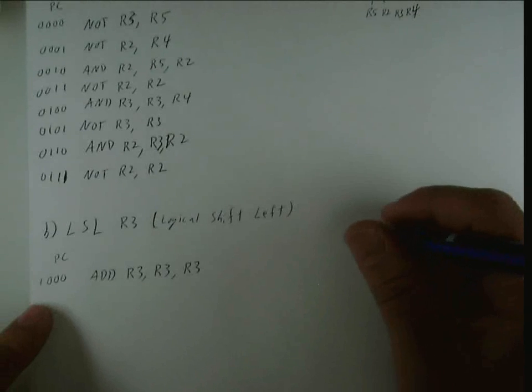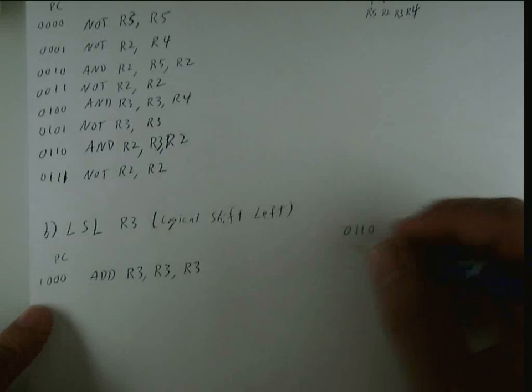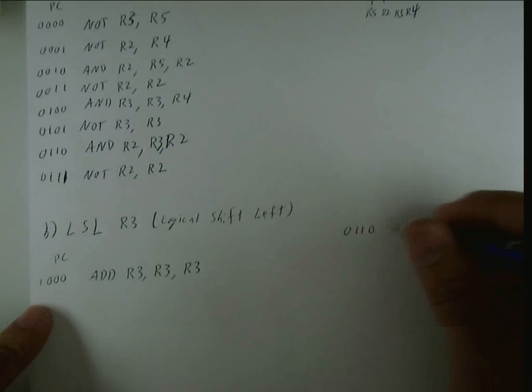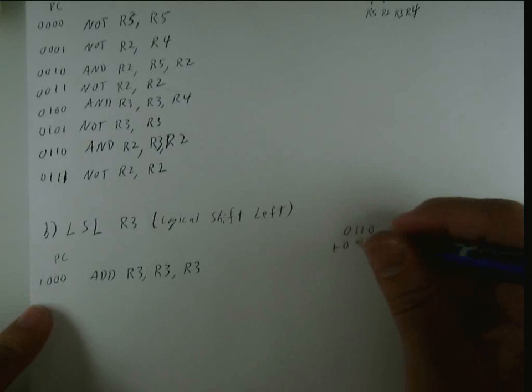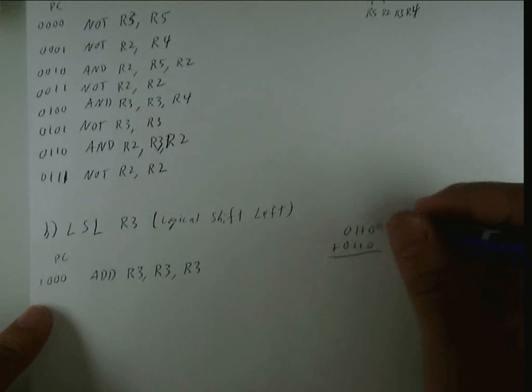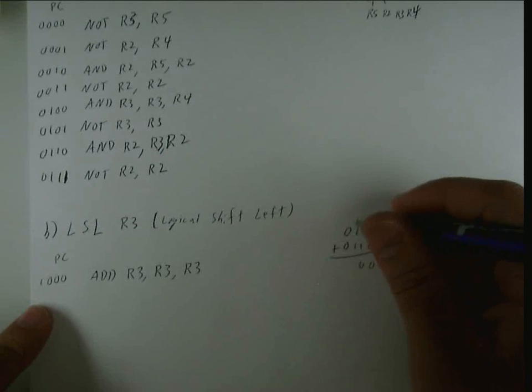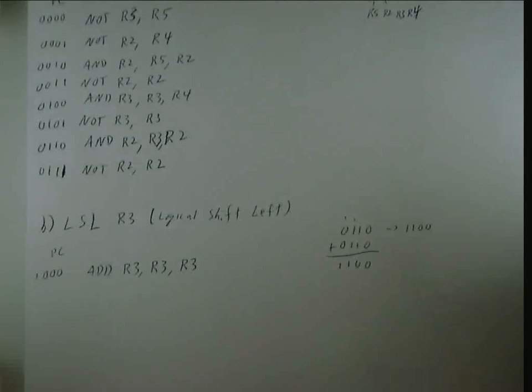So just a quick example. My register was originally 0110, just for a 4-bit example. And I want to shift this to become 1100. If I just add 0110, I get 0 plus 0 is 0. 1 plus 1 is 0, carry the 1. 1 plus 1 plus 1 is 1, carry the 1, 1. It's the same thing.